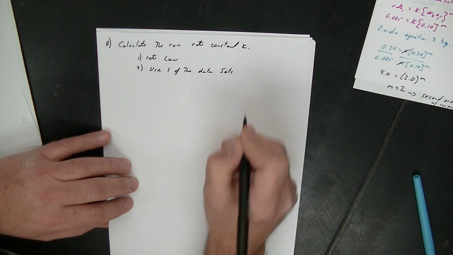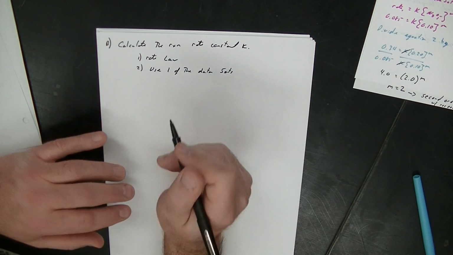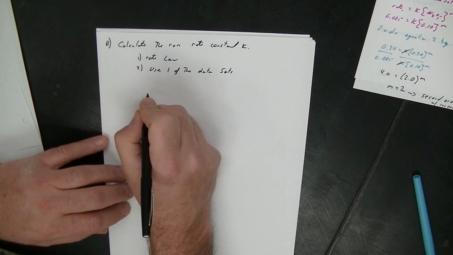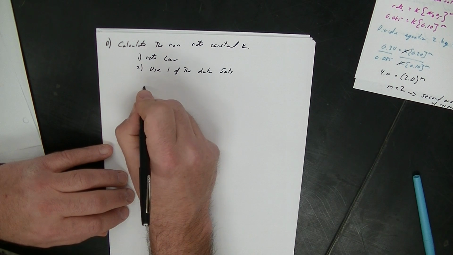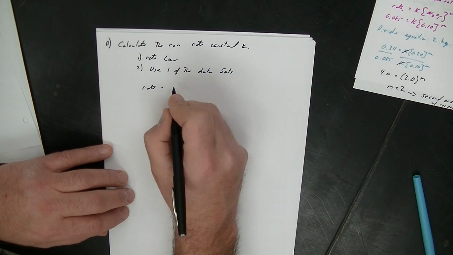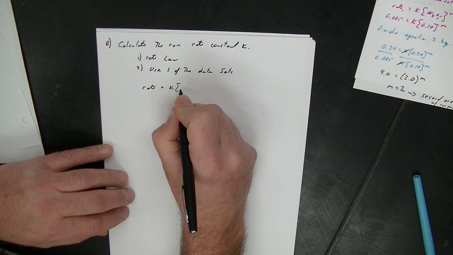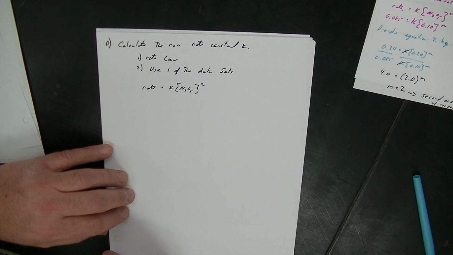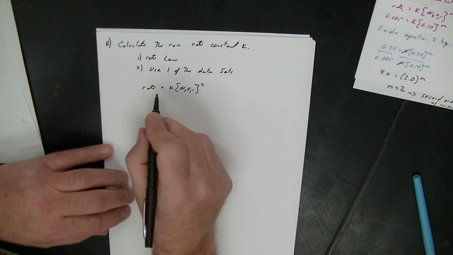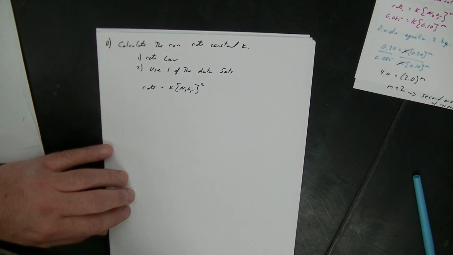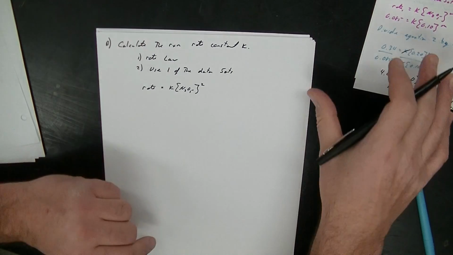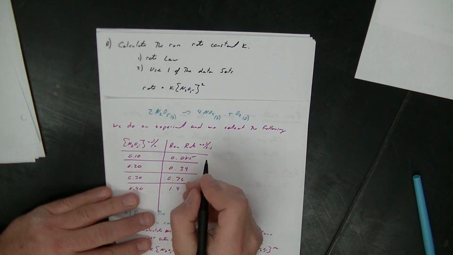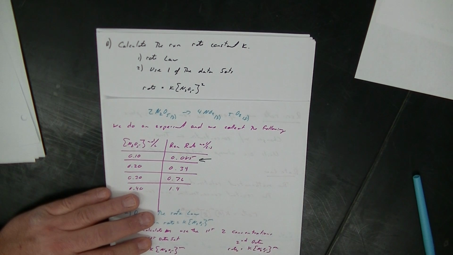It doesn't matter which one. You're just going to pick one of them. So we know that our rate law, our rate is equal to K times the concentration of N2O5 to the second power. So let's go ahead and put in, let's see, which one did I use? I used the first data set. So I'm going to use this one right here.